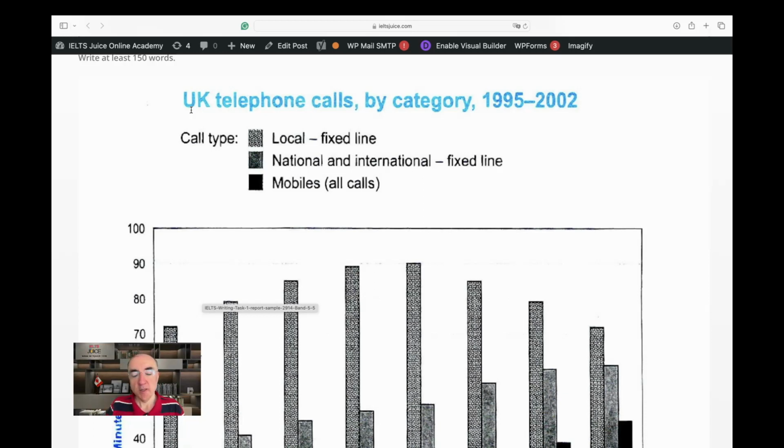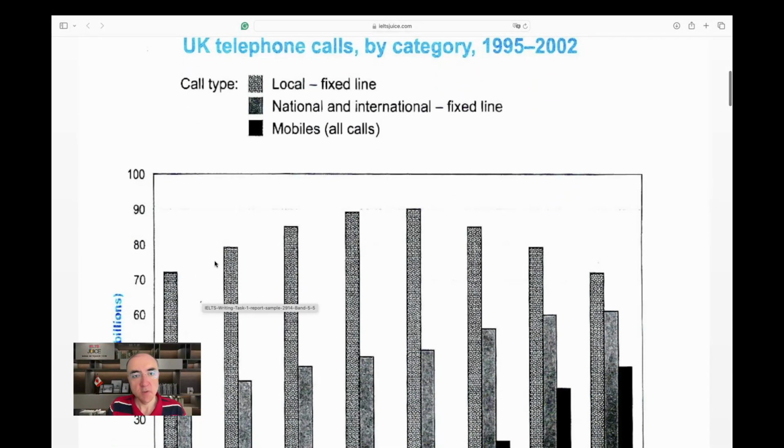Okay. Now, what is the focus? The focus is only in the UK, and it's in the years 1995 to 2002. How many years is that? 1, 2, 3, 4, 5, 6, 7, 8. 8 years. So there were 8 years. We had that survey, and here we have the information.